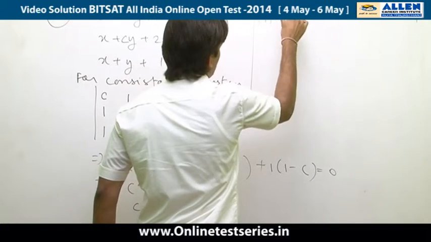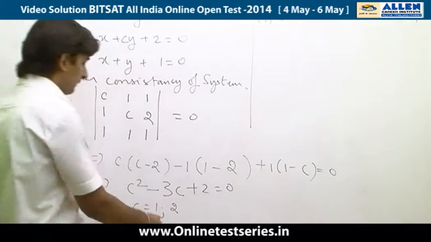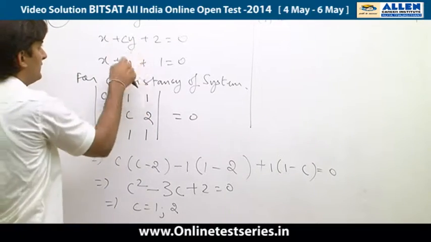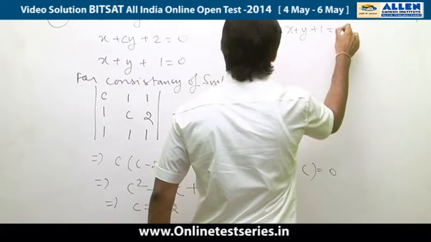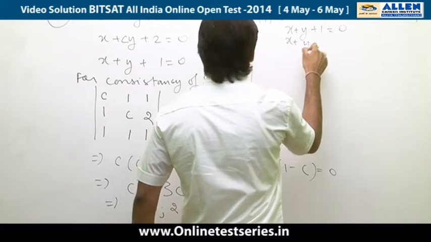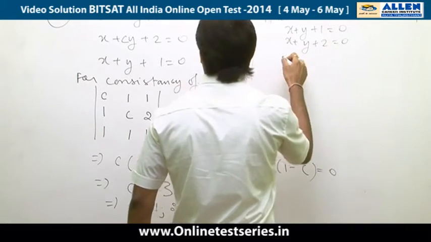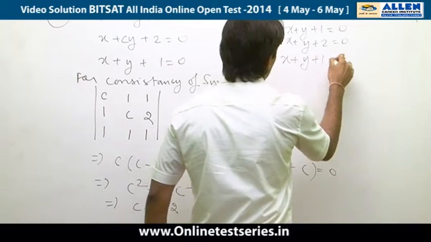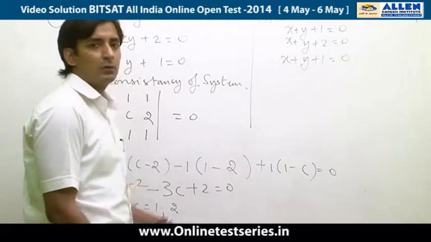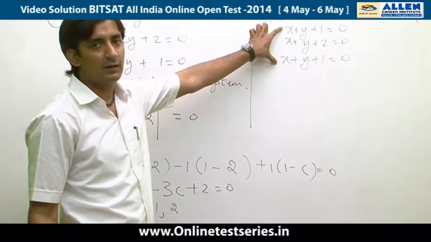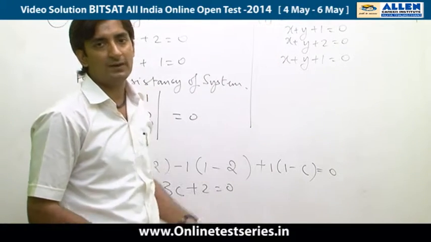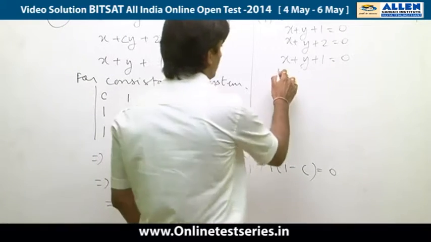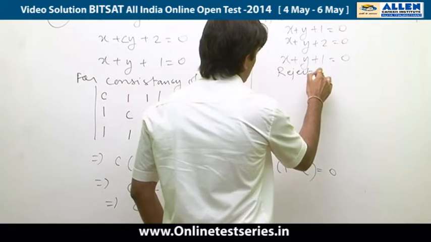So for checking, at C equals 1, we put C equals 1 in the given equations. We get x plus y plus 1 equals 0, x plus y plus 2 equals 0 and x plus y plus 1 equals 0. Two of these lines become identical while this one line is parallel to these two lines. So that system will not be consistent. So C equals 1 should be rejected.